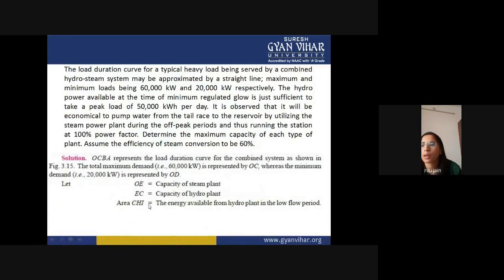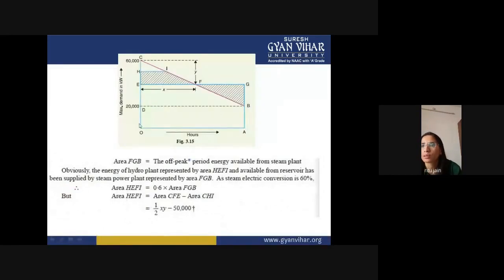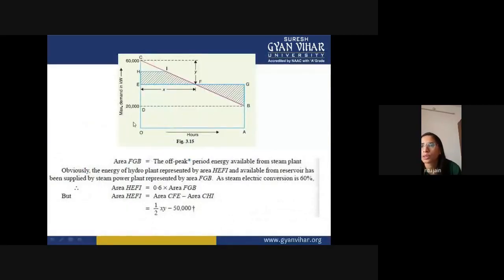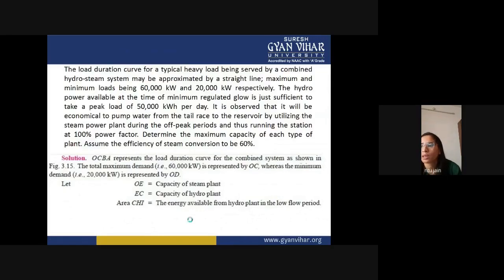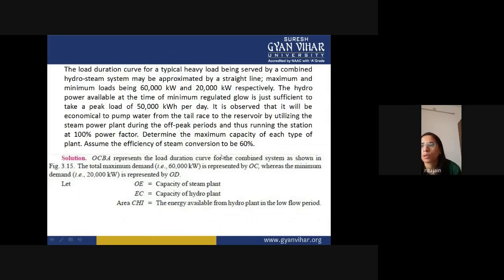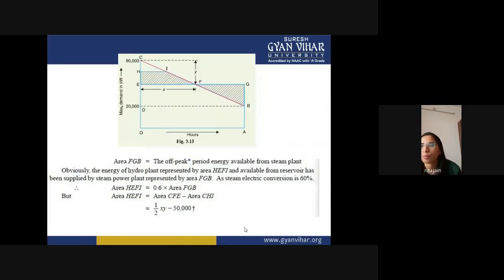Now, the capacity of the steam plant is OE, and the capacity of your hydropower plant is EC. This is the capacity of your steam plant, and this is the capacity of your hydro plant. And the area CHI represents the energy available from the hydropower plant in the low flow period. If flow is low, then this is the energy which is available to the hydropower plant, CHI.